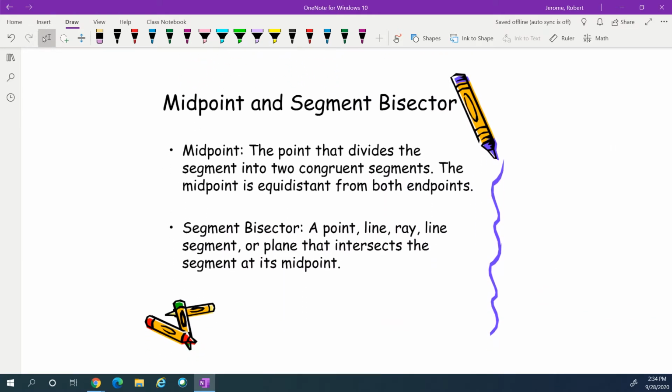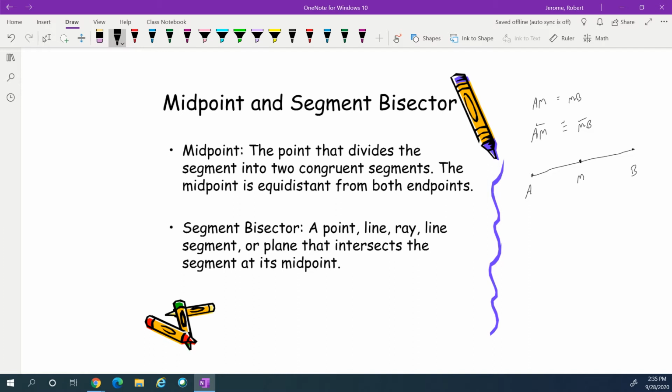The midpoint is a point that divides a segment into two congruent segments. It cuts it exactly in half. Midpoint is equal distance or equidistant from both endpoints. So if we think about that as a small picture, if I have A at one end and B at the other, the midpoint is going to make AM congruent to MB, or the measurement of AM equal to measurement of MB.